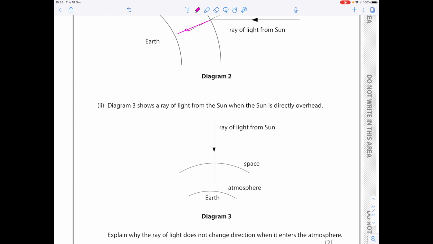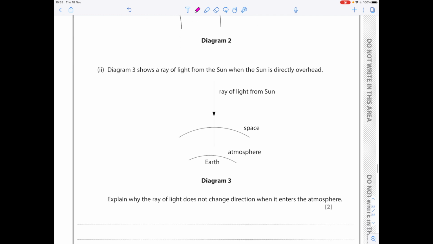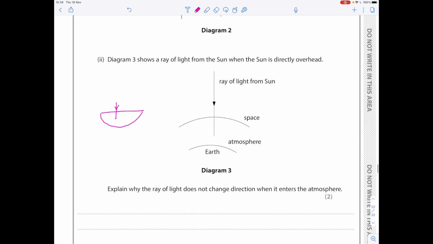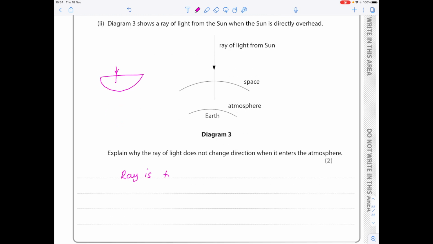Diagram 3 shows a ray of light from the sun where the sun is directly overhead. Explain why the ray of light does not change direction when it enters the atmosphere. Again, this is very similar to the glass block experiment when you have a semicircle. And if you shine the light at 90 degrees, so in the same direction as the normal, it means that the angle of incidence is 0, which means there can't be any angle of refraction. The ray is travelling along the normal, meaning that the angle of incidence is 0.